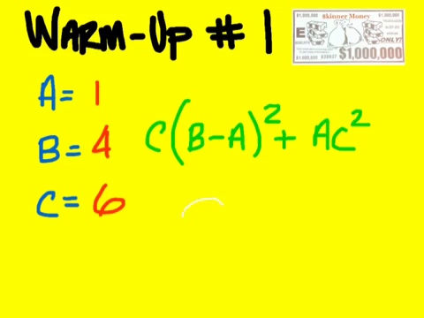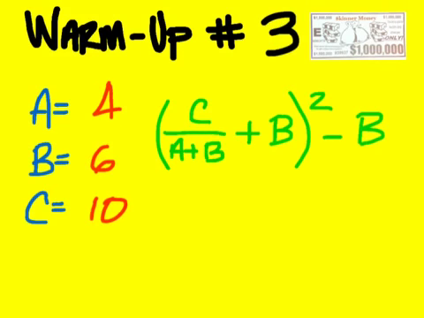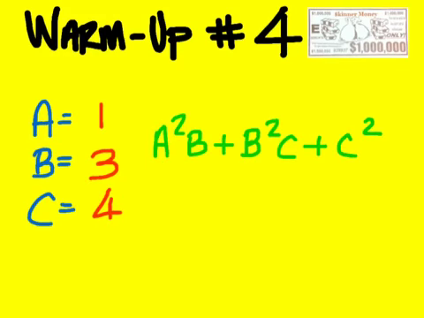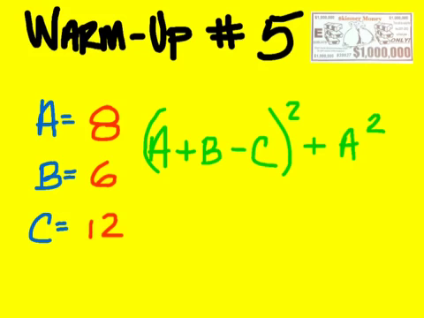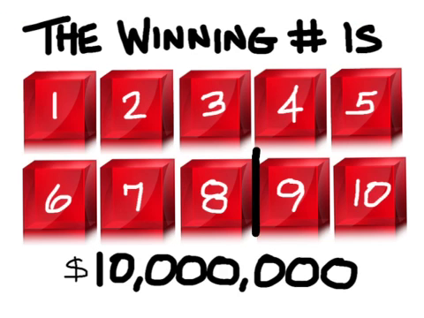Answer on this one should have been 90. All right, answer is 29. Answer is 43. 55, last one. The answer should be 68. The winning number is 9.